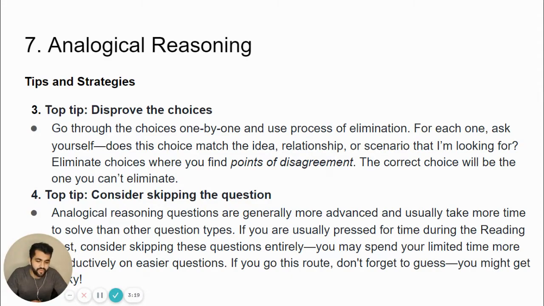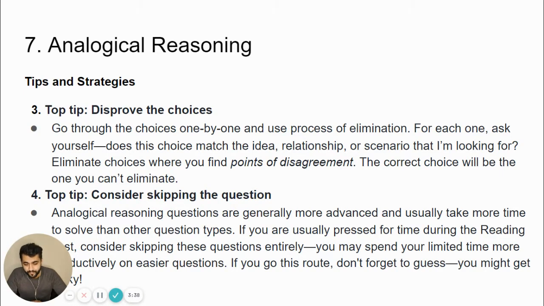Number three, disprove the choices. So go through the choices one by one and use process of elimination. For each one, ask yourself, does this choice match the idea, relationship, or scenario that I am looking for? Eliminate choices where you find points of disagreement. The correct choice will be the one you can't eliminate.